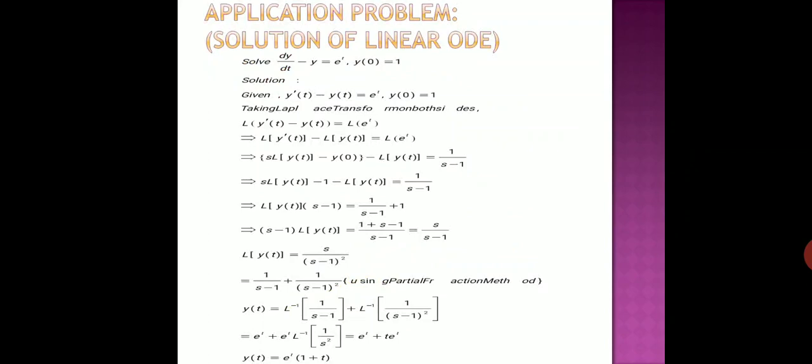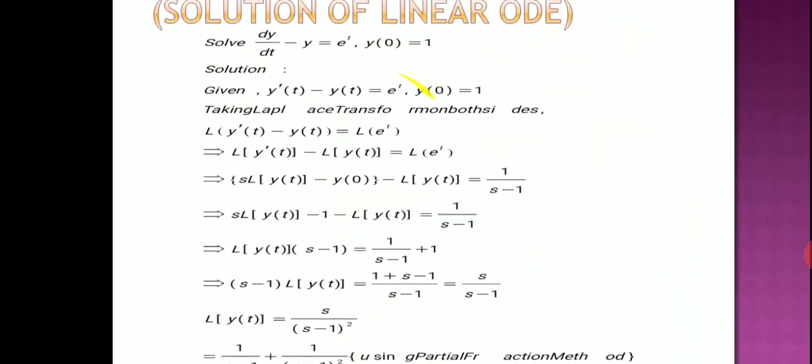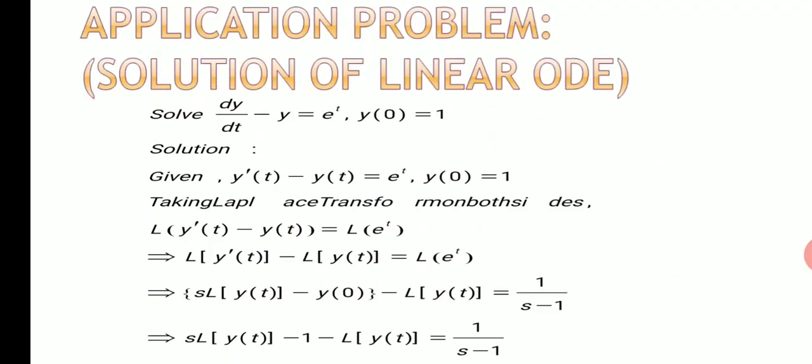Okay, I will solve a simple problem on ordinary differential equations. Application problem: solution of linear ODE. Solve dy/dt minus y equals e^t, with initial condition y(0) = 0. The solution: we replace dy/dt by y'(t). Why do we write it as y'(t)?